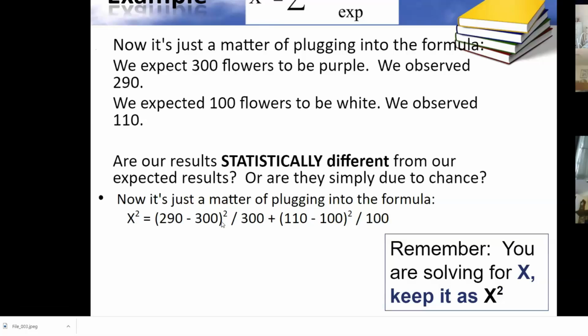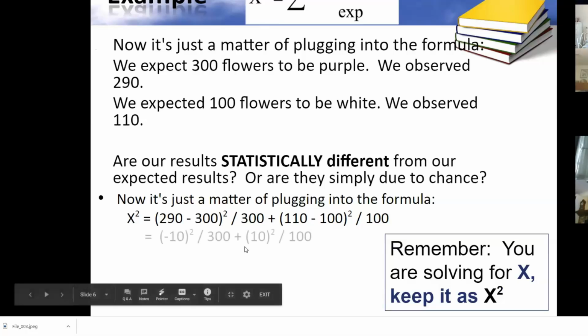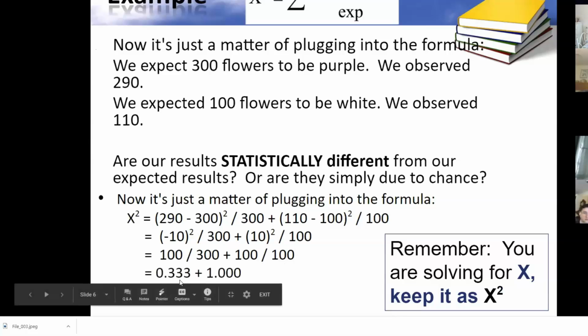And really the purpose of squaring it is to get rid of any negative numbers. So when I get this one, I have negative 10 squared divided by 300. That's my purple. And I will add that to my 10 squared divided by 100 for my whites. When I square them, I get 100 divided by 300 for the purple and 100 divided by 100 for the whites. So just simply add those together. 0.333 plus 1 is 1.333.